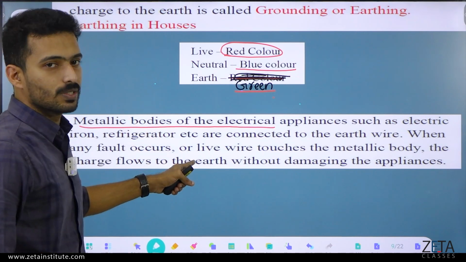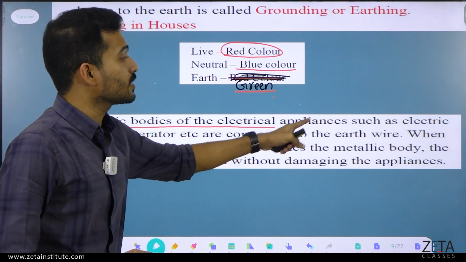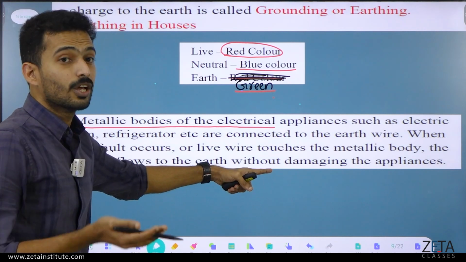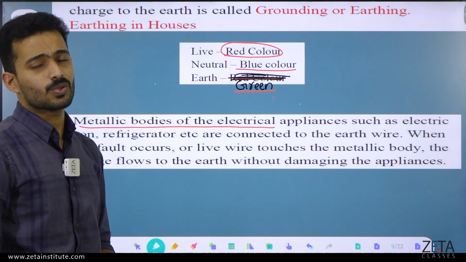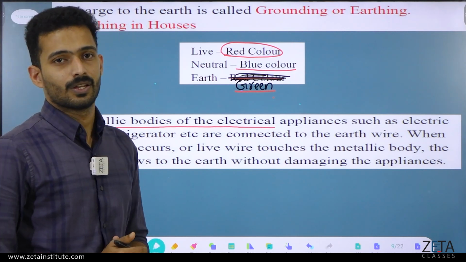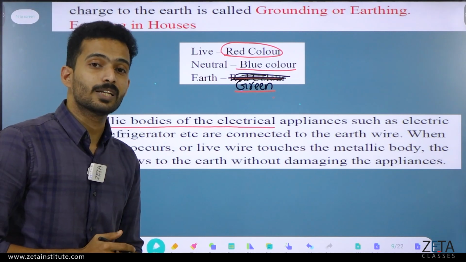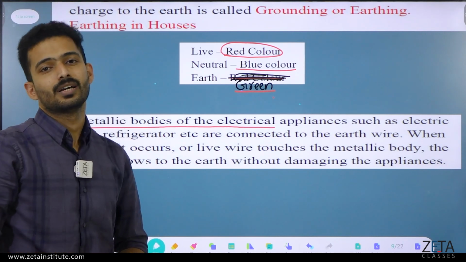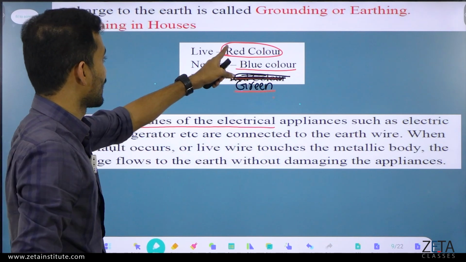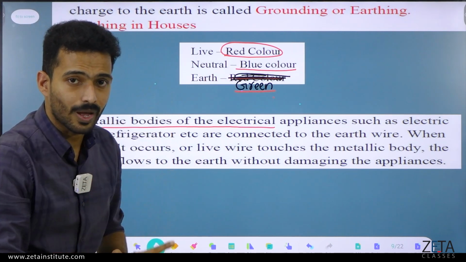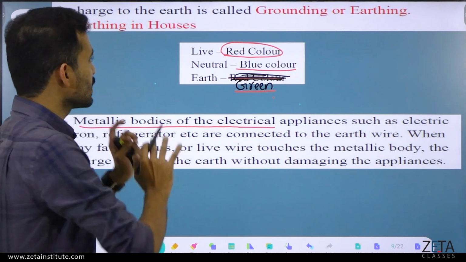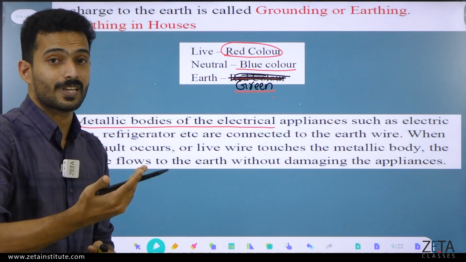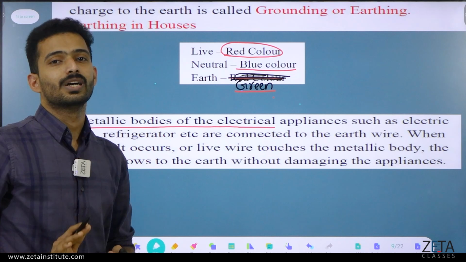When any fault occurs or the live wire touches the metallic body, the charge flows to the earth without damaging the appliances. So it is to protect the electrical devices. When the live wire comes into touch with the metallic body, what happens? That metallic body transfers the charge to the earth because this metallic part of the body is connected with the earth wire. So through that earth wire, charges flow to the earth. So this is the purpose of earthing or grounding. It is to protect the electrical devices. If there is an excess of charge, it may pass to the earth through the earth wire.